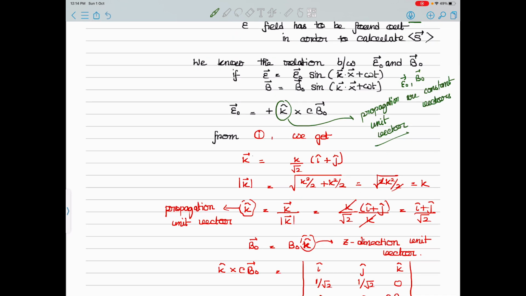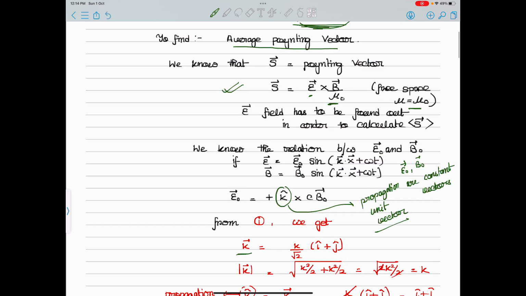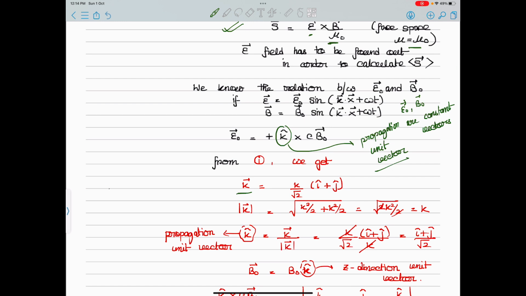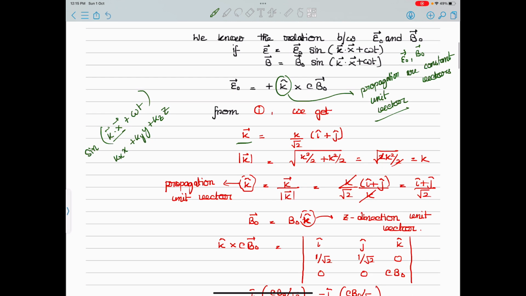So let's find out what the propagation vector is. This is the propagation vector, k. From here, this information will tell us what the propagation vector will be. If we compare this expression with k dot x plus omega t given in the sine part, then we can write this as kx x plus ky y plus kz z. Now as it is given that x plus y is there, no z, z is equal to 0. So we are left with this particular expression.